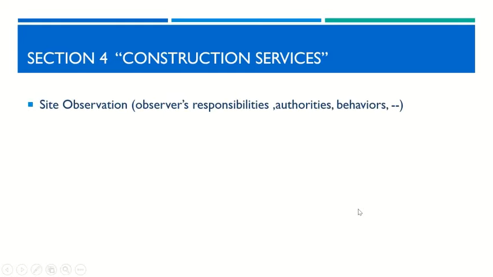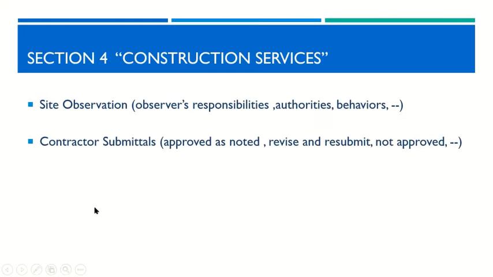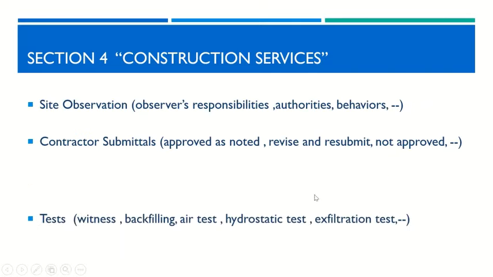And section 4 will be about construction services, like site observation and inspections. What is the responsibility of the observer or inspector, his authorities, and how we behave with the contractor for smooth project execution. And different types of contractor submittal, like material submittal, RFIs, either approved, or approved as noted, or revise and resubmit, or not approved.